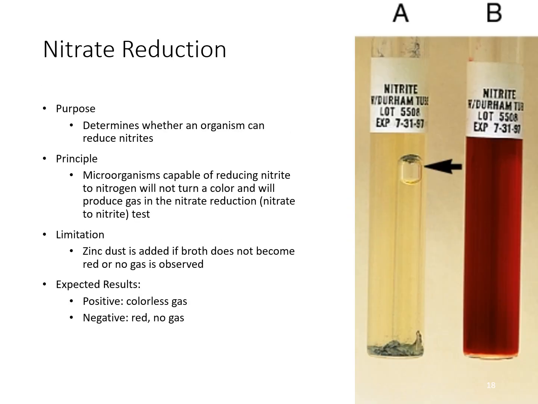Your nitrate reduction test determines whether an organism can reduce nitrates, and so microorganisms that are able to reduce nitrite to nitrogen will not turn any particular color, but it will produce a gas in the nitrate reduction. And so this is due to nitrates being converted to nitrites. And what you're looking for is a colorless broth media with gas production. So you can see that little gas bubble there. This will be considered positive. And then of course this is negative.